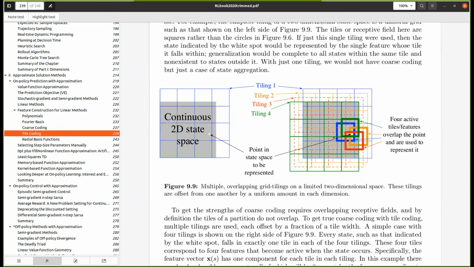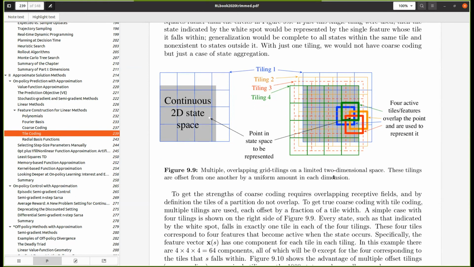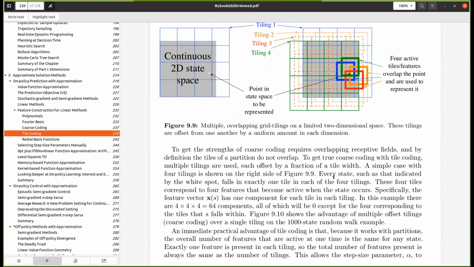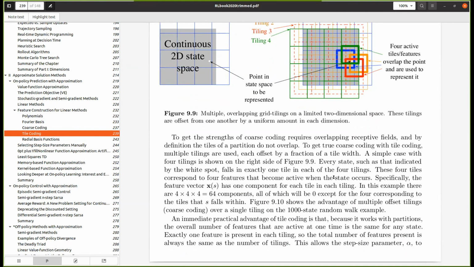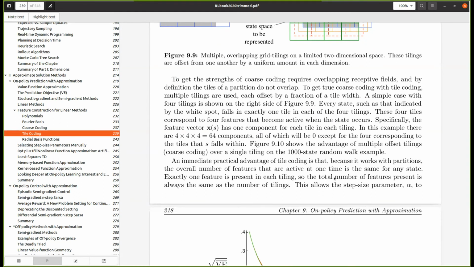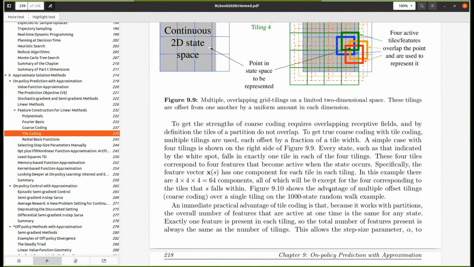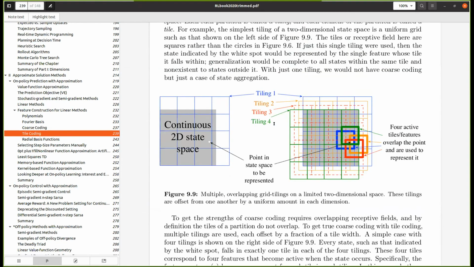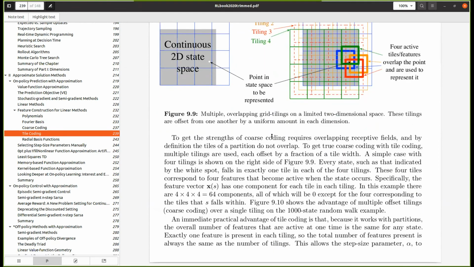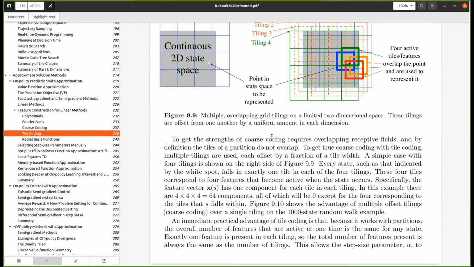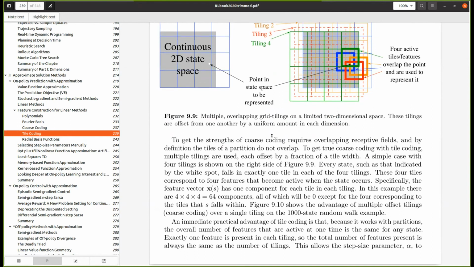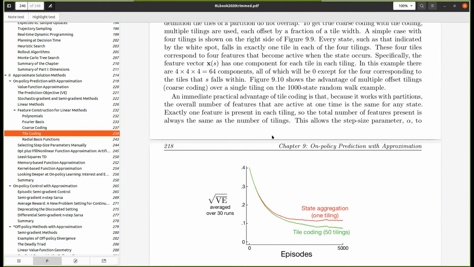So for each of the tiles, we will have an entry in our feature representation. And here you can see that we have 4 tiles, and what are they computing here? Why is it 3 4s? Let's just see.